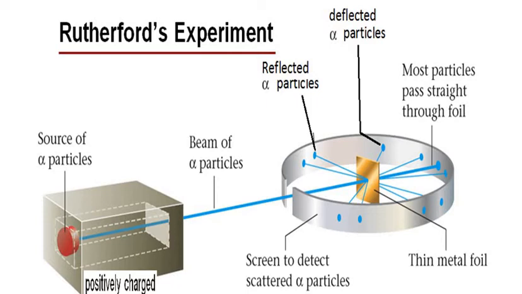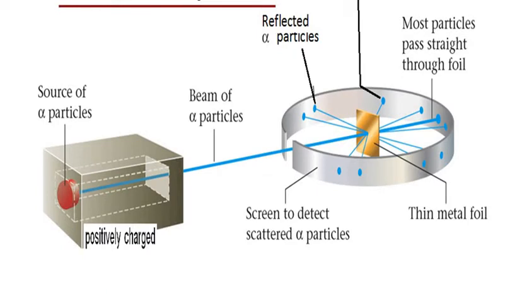Now we are going to study another scientist called Rutherford. Rutherford made an experiment named the Rutherford experiment. In his experiment, he used a cube, and inside the cube he put a source of alpha particles, and this is a hole in the cube.